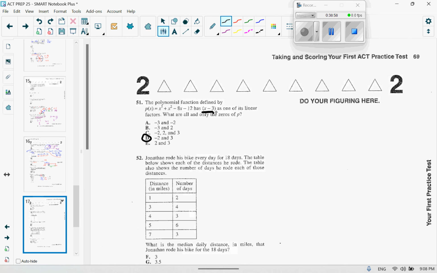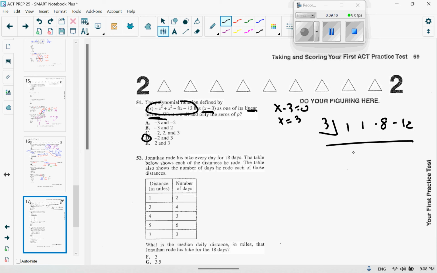Okay, x minus 3 is a factor, so I could either graph my original polynomial, or I could synthetically divide with this. So x minus 3 equals 0, x equals 3, so 3 is in my box. I'm going to write those coefficients, so I get 1, 1, negative 8, negative 12. 1, 3, 4, 7, negative 1. Wait a minute. 3 times 4 is not 7, silly. That's 12, so that's going to give me positive 4. 12 and 0.